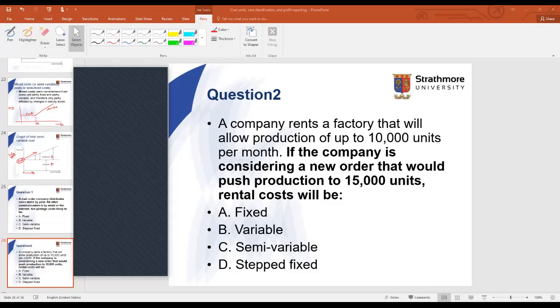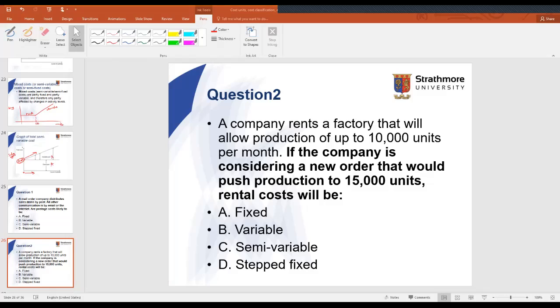Yes, this is a stepped fixed cost, in the sense that the rent remains at 10,000. I'm not sure how much it is. So the rent is going to remain fixed if you use one factory, because here one factory will produce between zero, let's see, for example, we'll draw a simple graph here, between 0 and 10,000 units. The rent remains fixed because you're using one factory.